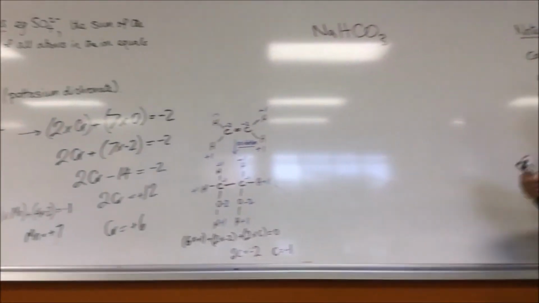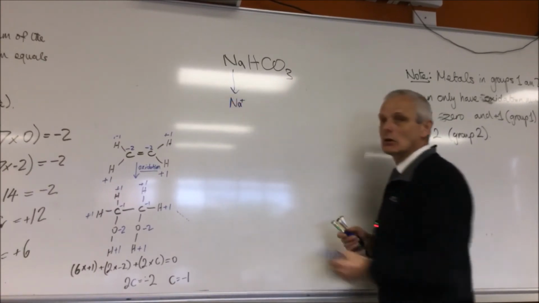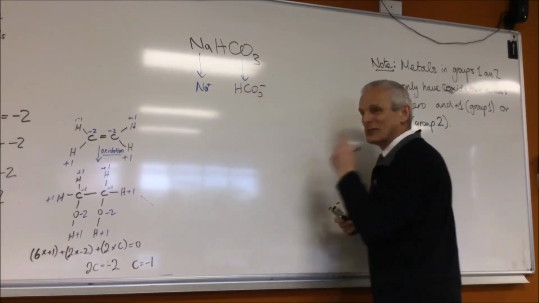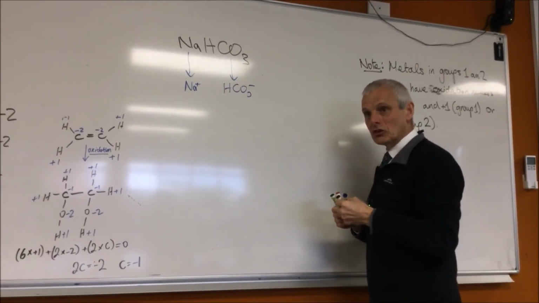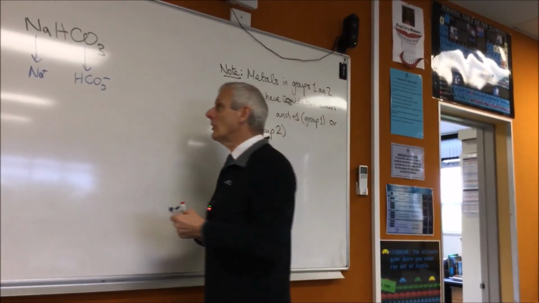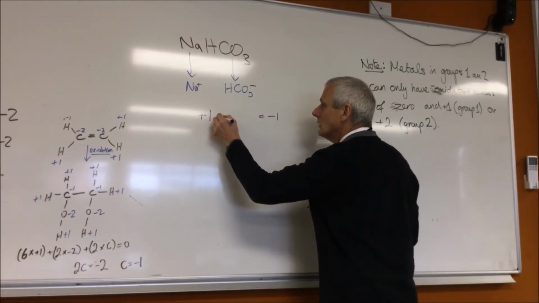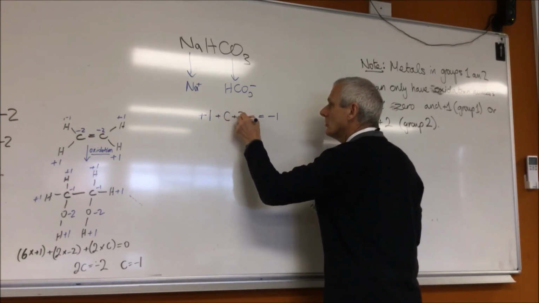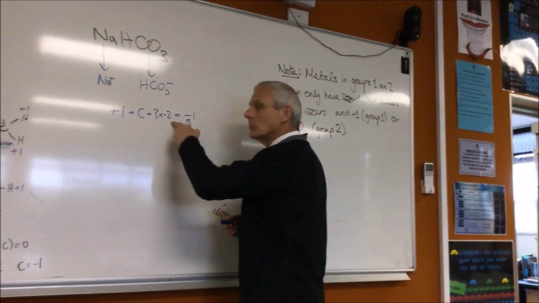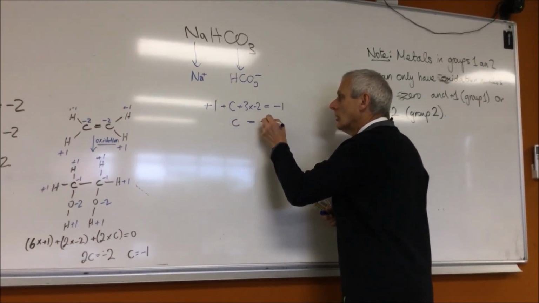If we deal with this one then, taking that on board, this is going to be sodium plus. And then you've got HCO3-. Which is what we're interested in in the first place. So we can ignore Na+ because it's just going to be +1. And it's a spectator ion. So this is going to be equal to -1. So we've got +1 plus C plus 3 times -2. So it's just algebra. 3 times -2 is -6, plus 1 is -5. So you've got C is +4.